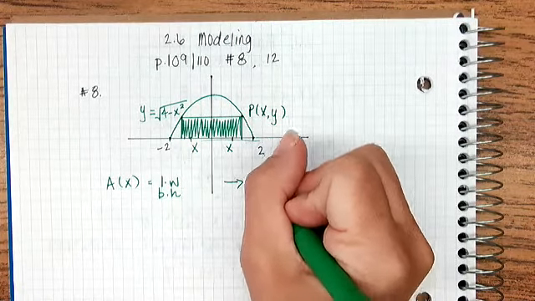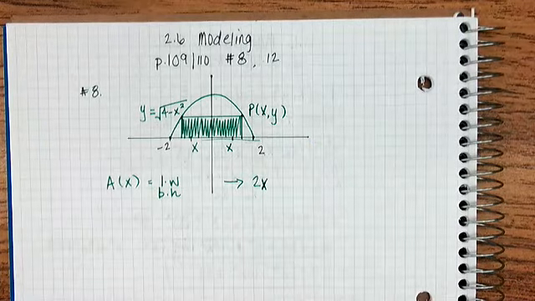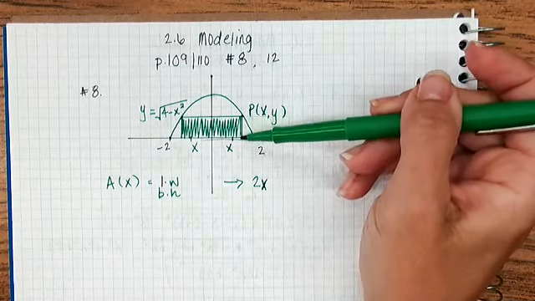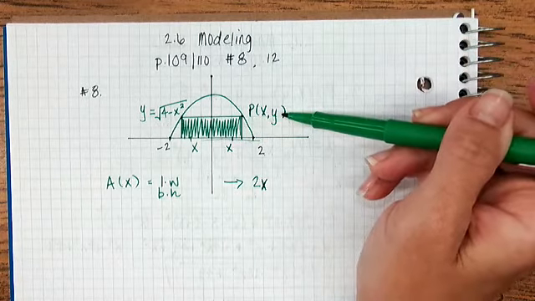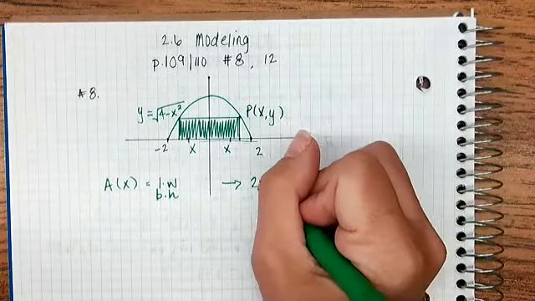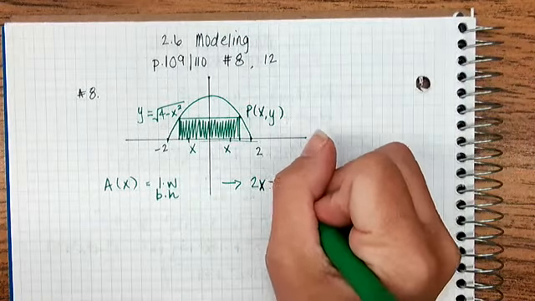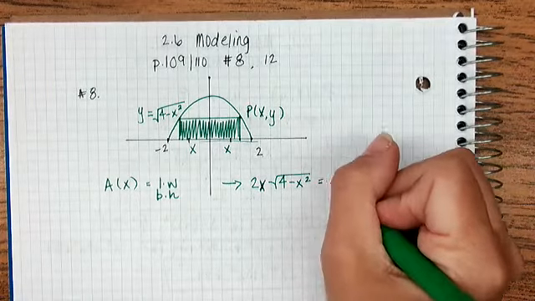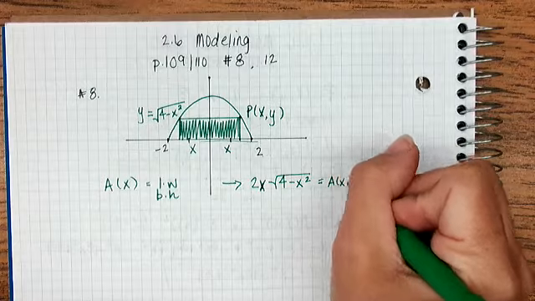Oops, I almost put w there. 2x. The height is y. Well, I don't know y. Oh, I sure do. y is root 4 minus x squared. That is it. That is the area of this rectangle.